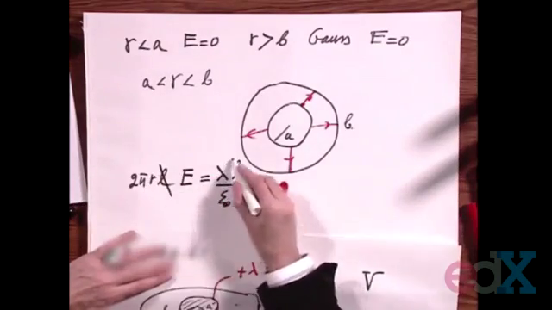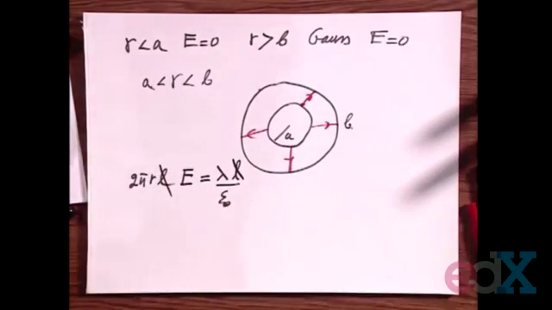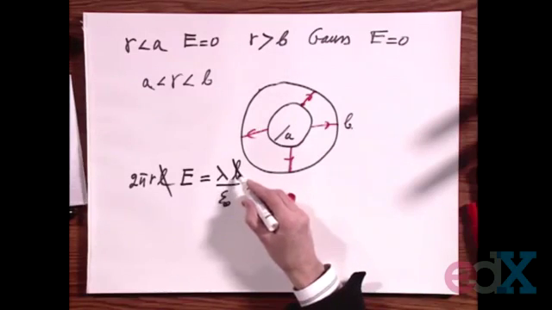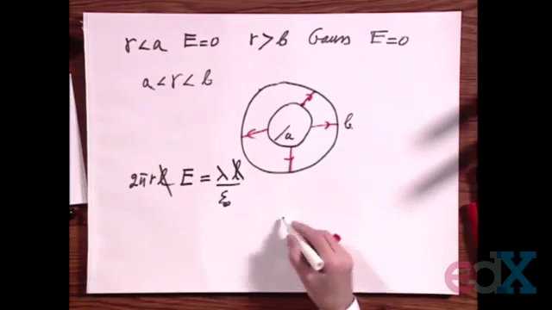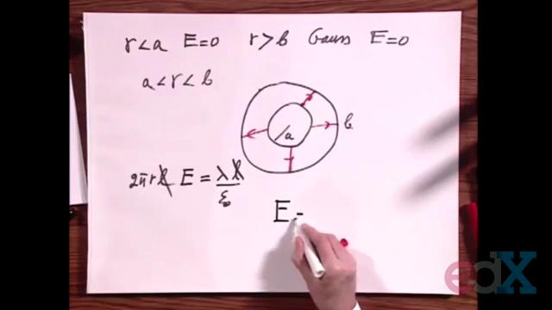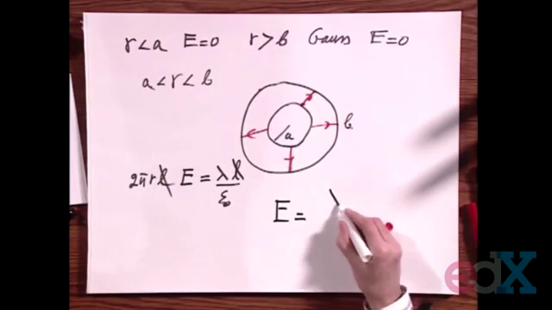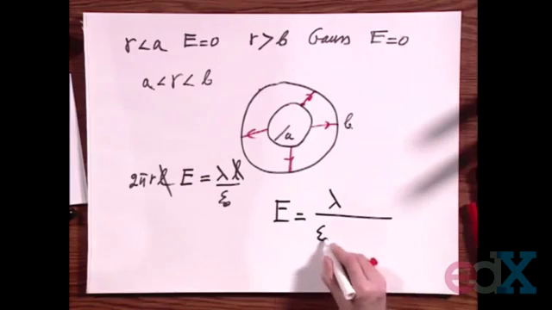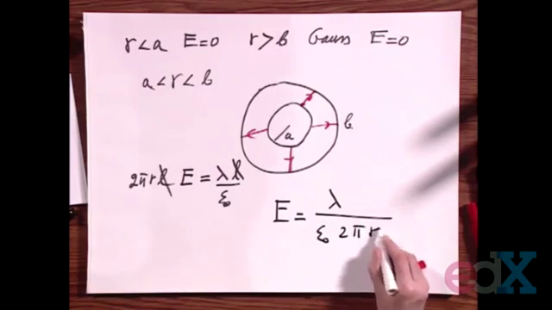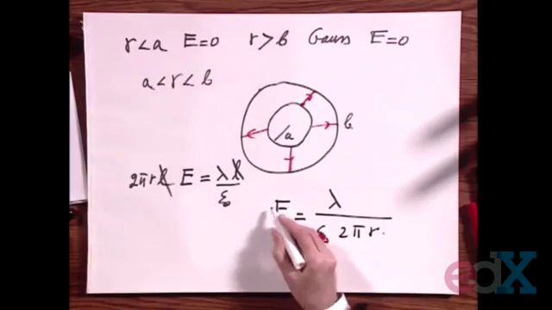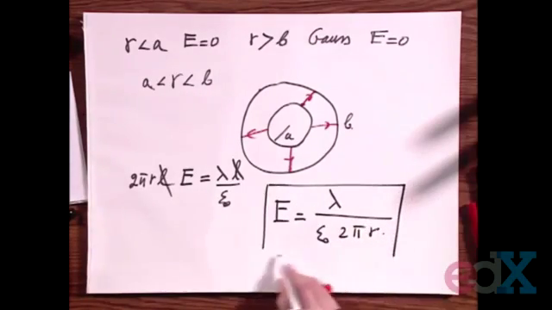And the L cancels, the L better cancel, because it would be absurd if the E field depended upon the length of my Gaussian box. I find that E equals lambda divided by epsilon 0 2 pi r. A very famous result. It's proportional to 1 over r. With a sphere, we had an electric field falling off as 1 over r squared. With a cylinder, we have an electric field falling off as 1 over r.